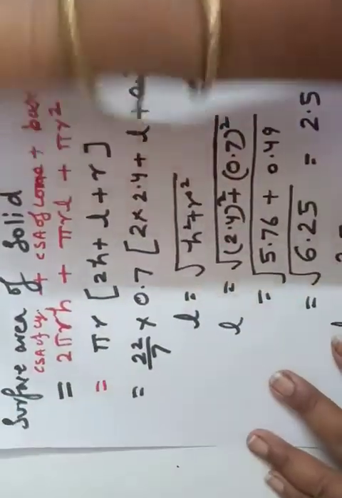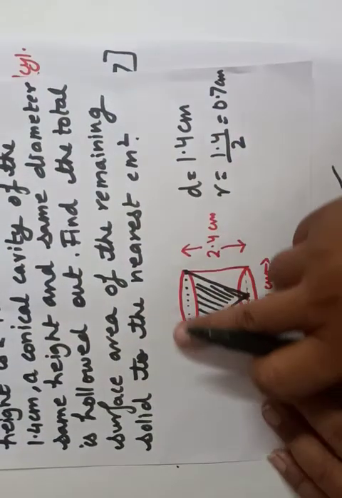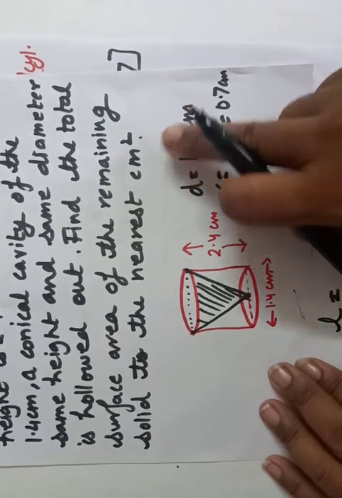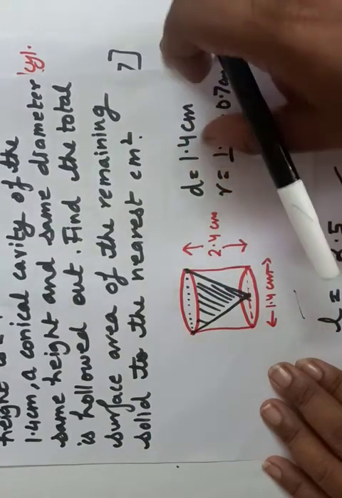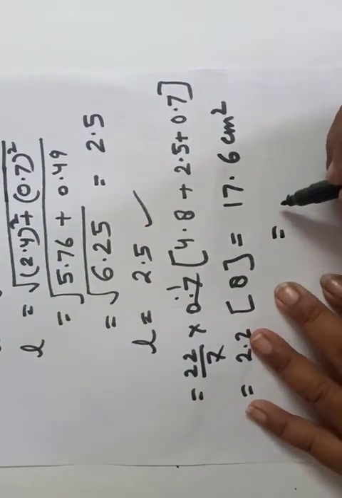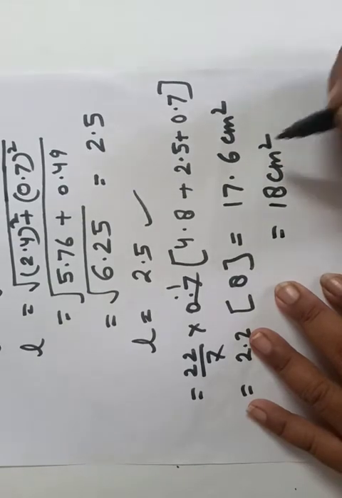But according to the question, they want the answer to the nearest centimeter square. To the nearest centimeter square means we need to round off this, so we round off and get 18 centimeter square.